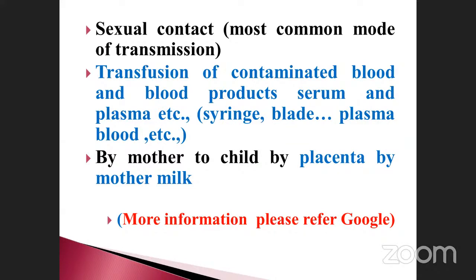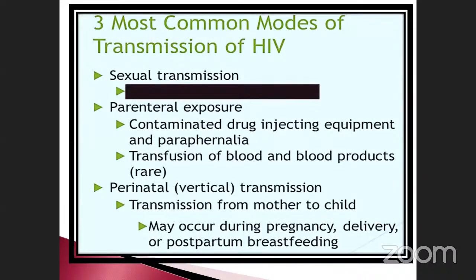So these are the three major categories of the transfer of HIV from the affected person to normal persons. Suppose any one of the blade, or a used syringe also. These are the indirect methods. The most common mode of transmission of HIV, already told, is sexual transmission and parenteral: contaminated drug injection, needles, and also paraphernalia. Another one: transfusion of blood and blood products.